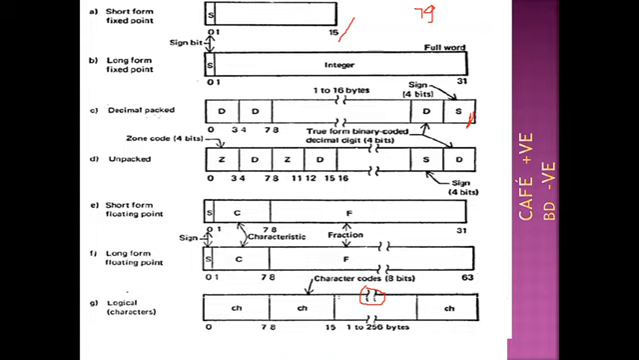Zonal codes also are going to be 4 bits, right? The sign will come in the last byte, before the last digit, and the sign is also represented in 4 bits. Then short form floating point is going to have two parts: one is the characteristic part, the other one is the fraction part, right? The only thing you have to remember is that it is 32 bits. Long form floating point is 64 bits. In both, first is a sign bit, next 7 bits will be the characteristic, and the rest will be the fraction part, right?